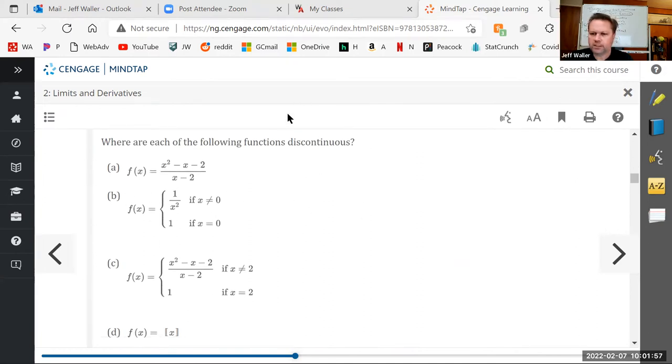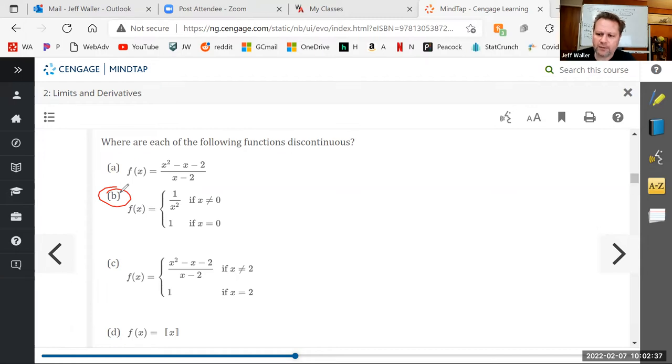This is a little bit evil of a question to ask before they even talk about the theorem, but look at part B. What kind of function is f of x in part B if x is not 0? What kind of function is that? Not what kind of discontinuity. If x is not 0, what is the function? For part B, if x is not 0, what function am I using? All right, if x is 0, what's the function equal to?